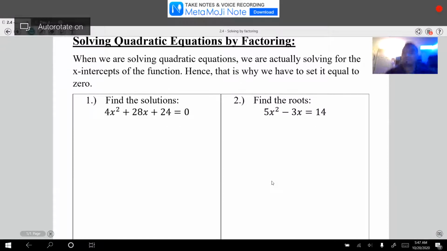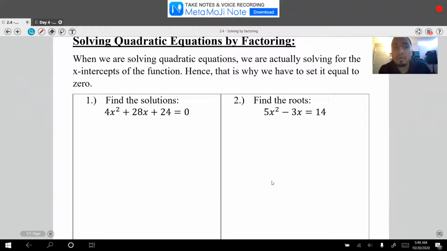So we're going to be solving quadratic equations by factoring. Make sure that you pause the video, write this down on your notes first, and then go ahead and watch the video, please. So when we're solving quadratic equations, we're actually solving for the x-intercepts of the function. Hence, that is why we have to set it equal to 0.